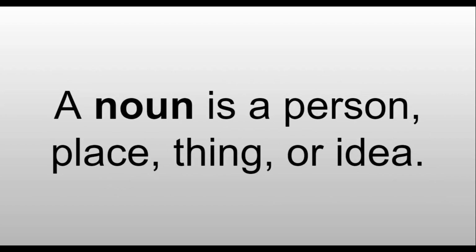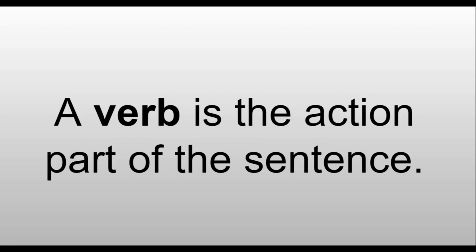So remember that a noun is a person, place, thing, or idea. It can be a proper noun, like somebody's name, or it can just be an item. It can be an idea. It can be a dream. It can be an animal. The noun is a person, place, thing, or idea. And then the verb is the action part of the sentence. So the verb is the action.